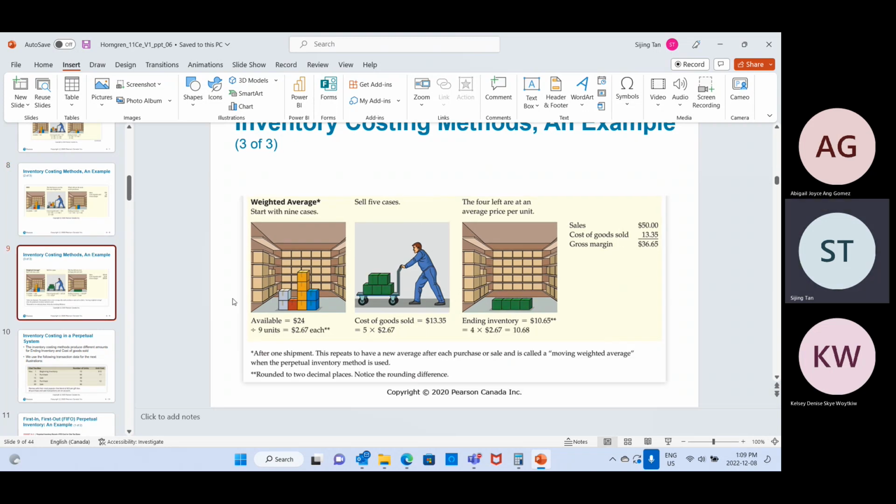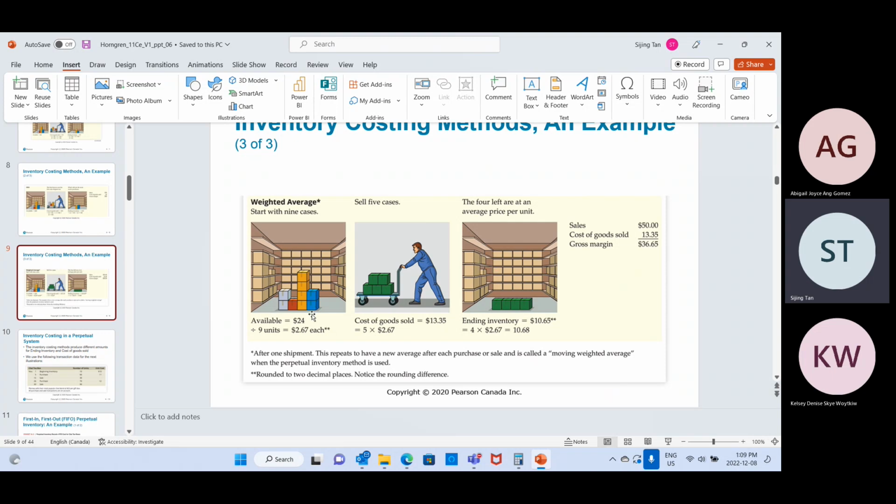Now the third is the weighted average method. As we mentioned before, every time there's a new purchase coming, you need to recalculate the average price. But for this example, there's no new purchase coming, so we just sell as it is.